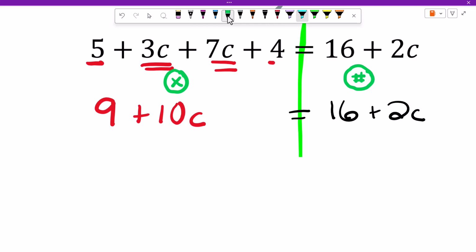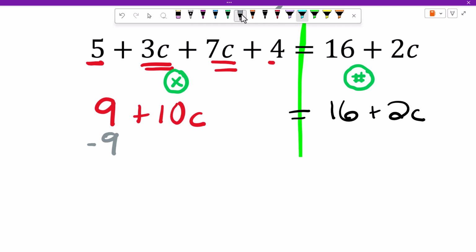Okay, so now that means this 2C doesn't belong here, right? And that means this 9 doesn't belong here. So let's get rid of that 9 first. How do you get rid of that 9? Minus. It's positive 9, subtract 9. Now, I can go like this. I can go minus 9. Oh, let's use gray. Minus 9 here.